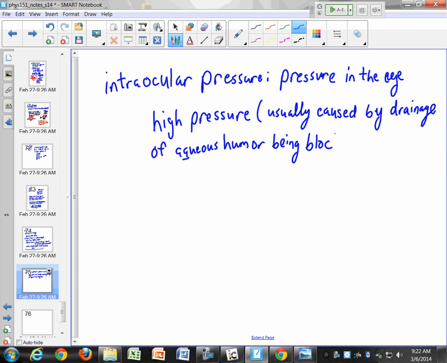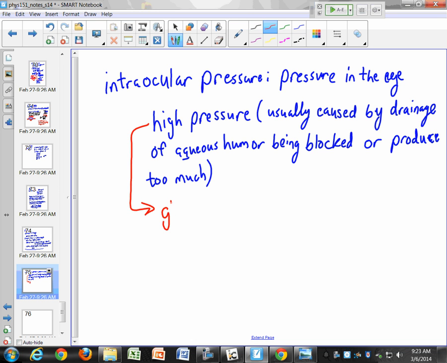So you can either have too little drainage, or what's the other scenario where you could get this pressure to be too high? If it's not draining, you're going to get an increase in pressure, or what? Right, if you're producing too much. So either you don't have enough coming out, or you have too much coming in. So you can either have the aqueous humor drainage blocked, or produce too much of this. High pressure. This is called glaucoma. You might have heard of or know somebody that deals with this.